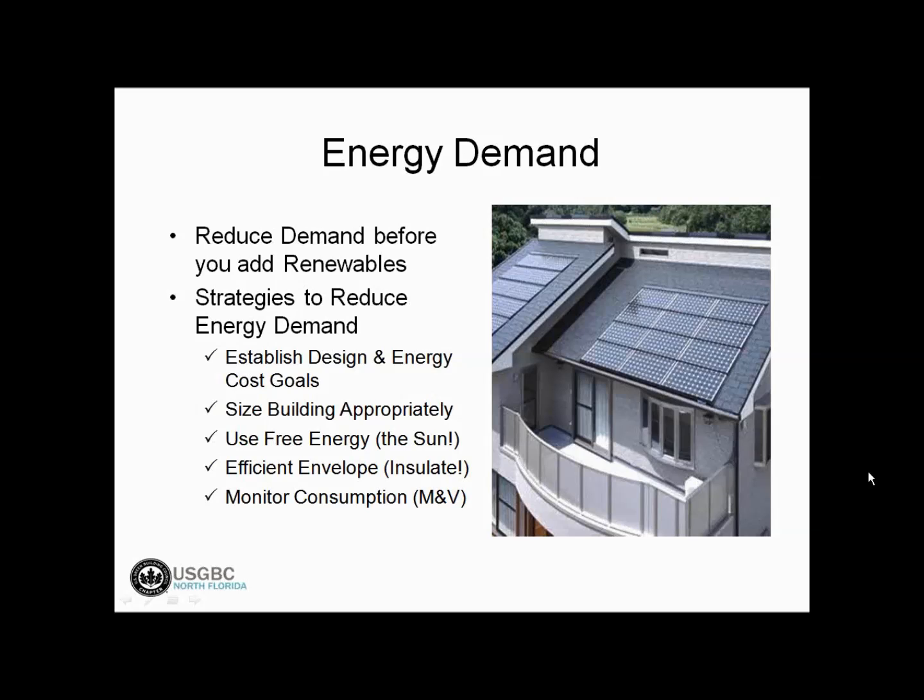A lot of times when we talk about renewable energy sources, we just talk about, okay, well, how much renewable energy do I need to put on the building to get to this percentage? The way you need to attack that is you want to make the building as efficient as you can first, reduce the demand through all those strategies that we talked about, from efficiency, but also the size of the building, take advantage of free energy where you can, whether it's in daylighting or thermal massing, the envelope I mentioned.